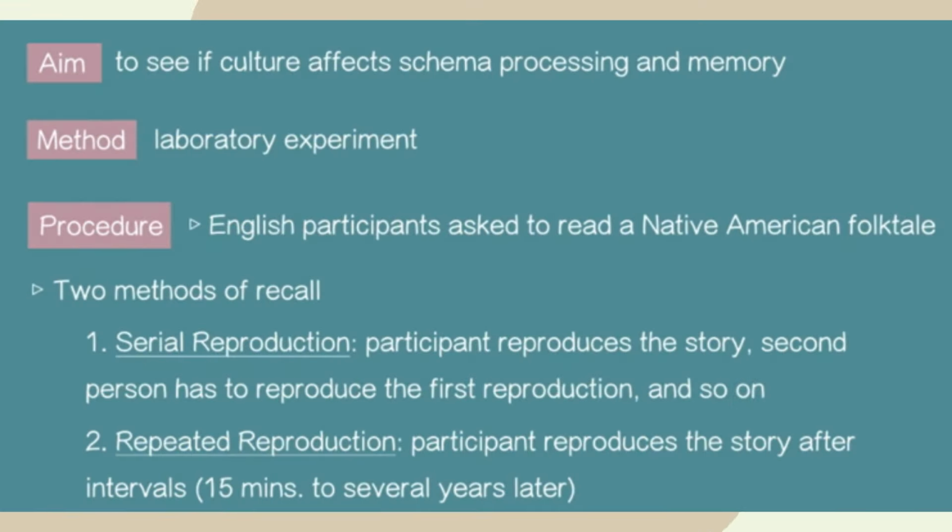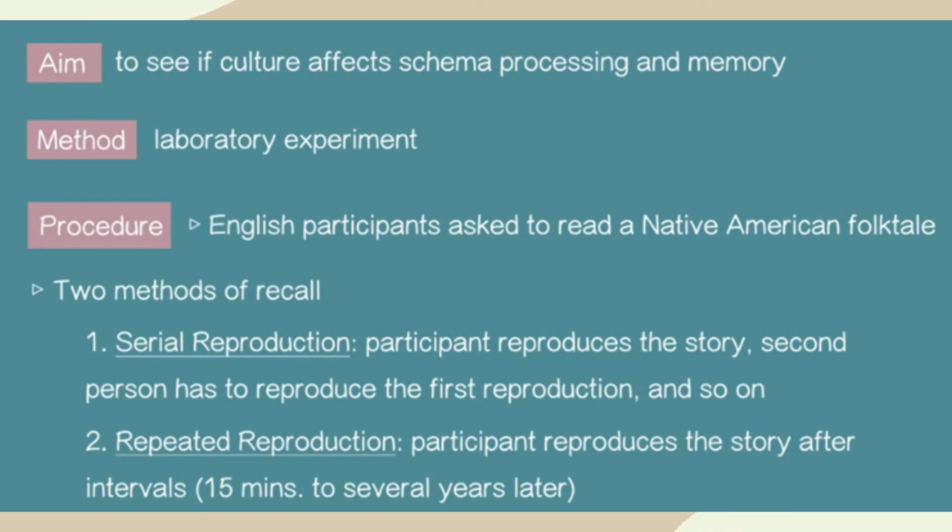The aim of the study was to see if culture has any effect on schema, processing and memory. The method was a lab experiment, and the procedure was that English participants were asked to read a Native American folktale. So two methods of recall were used. One is serial reproduction. A participant produces the story, a second person has to reproduce the first reproduction and so on. Second was repeated reproduction. Participants reproduce the story after intervals, from 15 minutes to several years later.